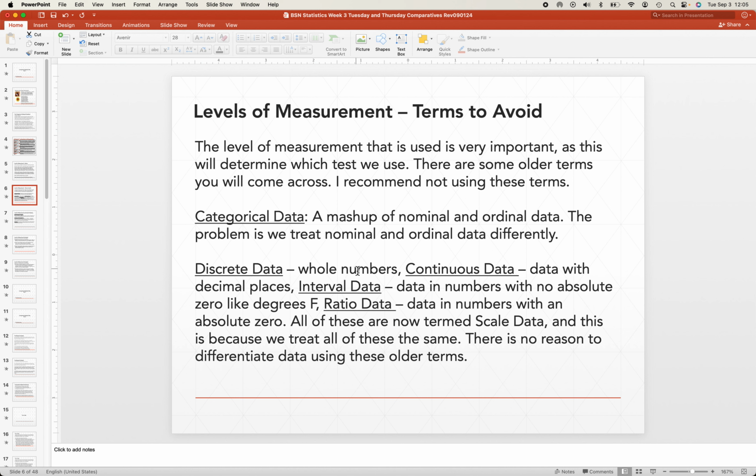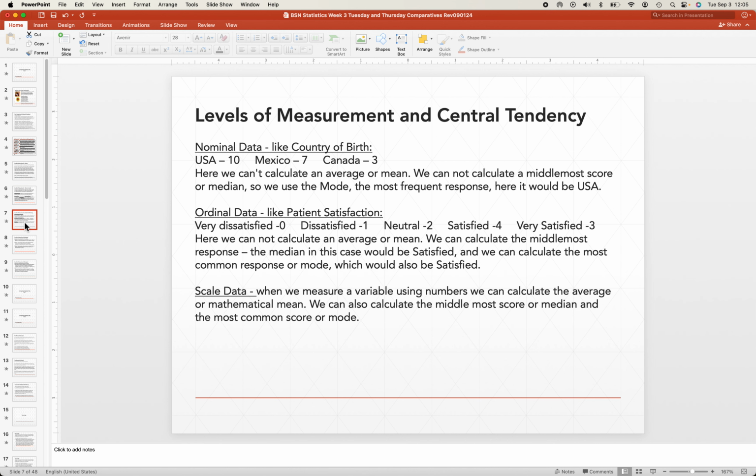So now we use a more inclusive term called scale data. And from my point of view, there's no reason to discriminate or to differentiate between these types of data, because we treat them the same statistically. One is no better than the other. Anyway, here's some more levels of measurement and central tendency information that we've covered in the past.